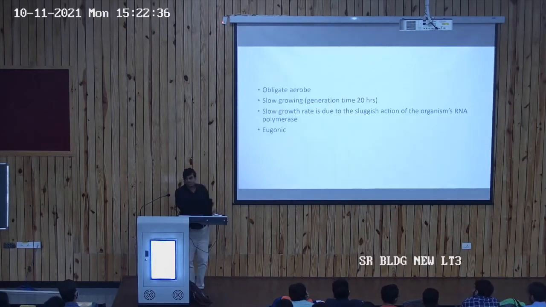Culture characteristics of tuberculosis bacilli. It's an obligate aerobe. It's slow growing, where the generation time is approximately 20 hours, and this slow growth rate is due to the sluggish action of the organism's RNA polymerase, which takes more time for multiplication.